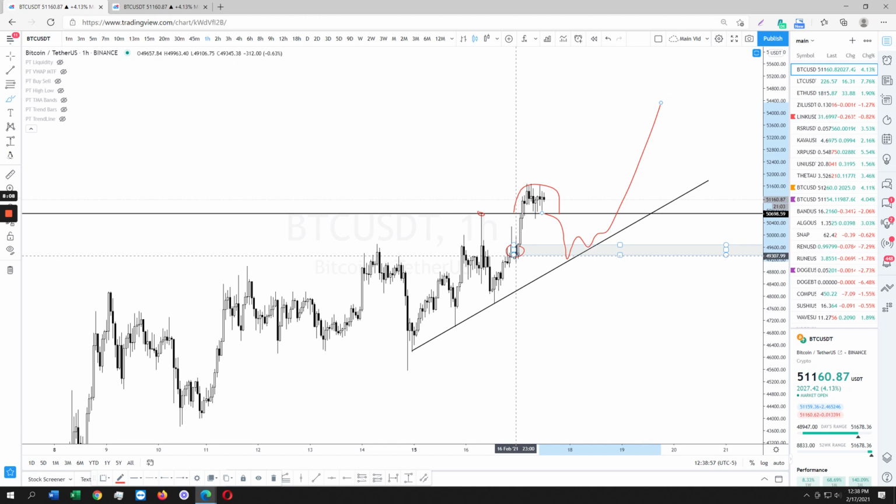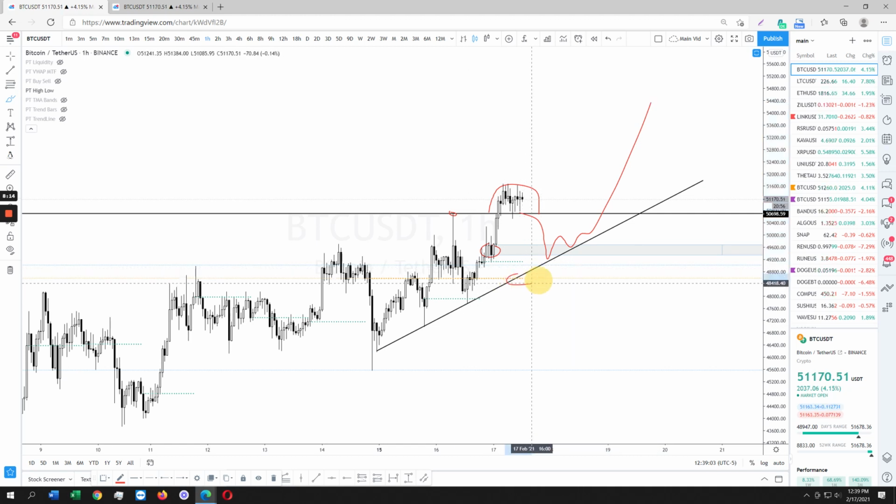Again, you don't want to see us under this $49,000 range, right? If you're bullish, sorry. And if you want to be even more precise, lose the weekly open at 48 and change will be very troublesome for the bulls. You do not want to see us get under there.